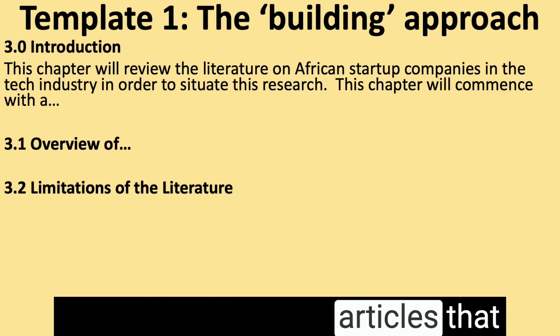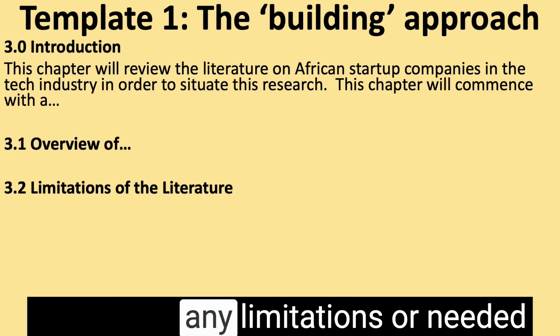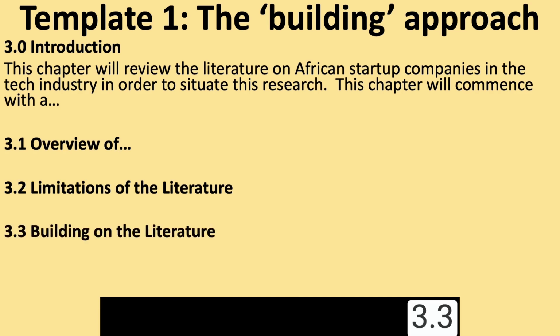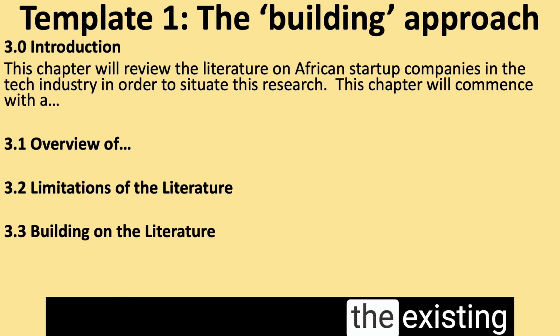All of the books and articles that provided you with information, you should see them as one body. So identify any limitations or needed improvements in this one body. The following section, 3.3, building on the literature. In this section, you will situate your dissertation on top of the existing literature.